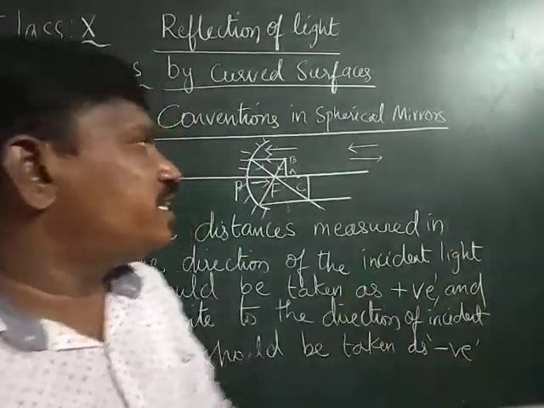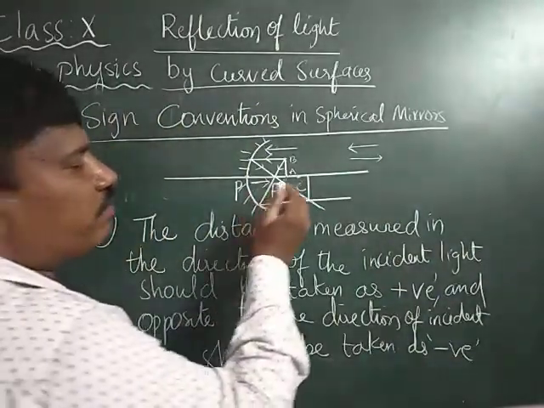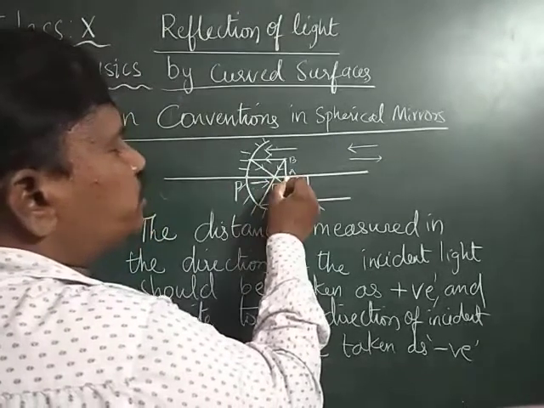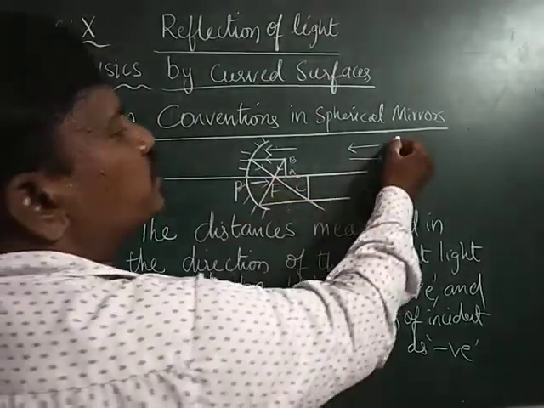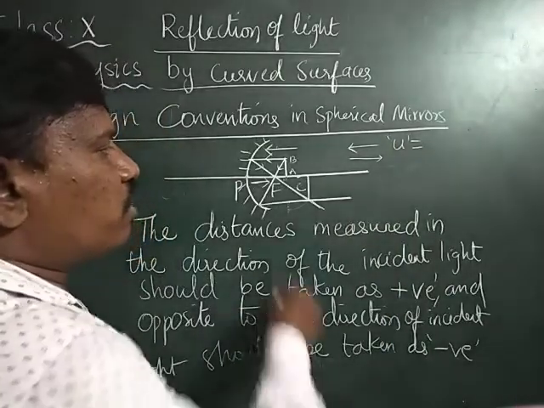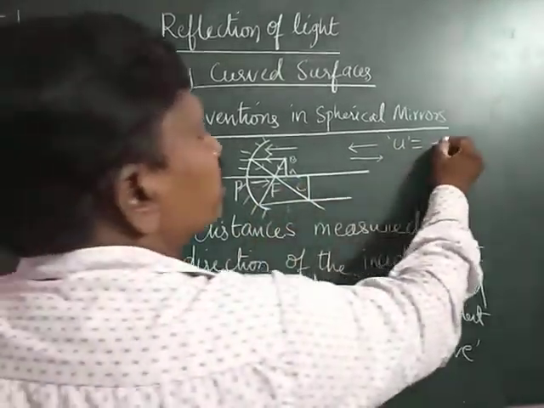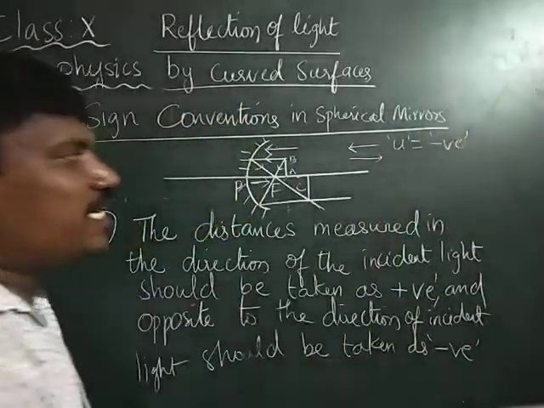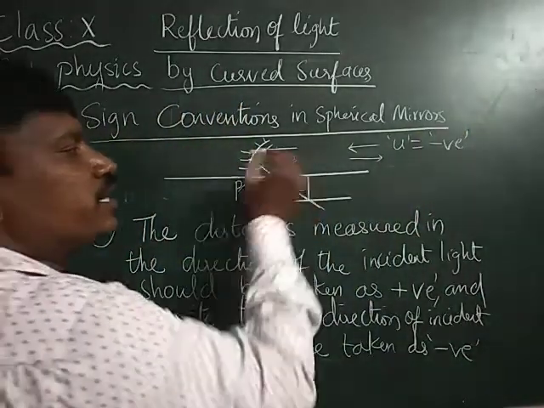Therefore, how should we take the distance between the object and the pole, which is called the object distance? Normally object distance is denoted by U. Therefore, object distance should be taken as negative here. Why? Because the object is over here.